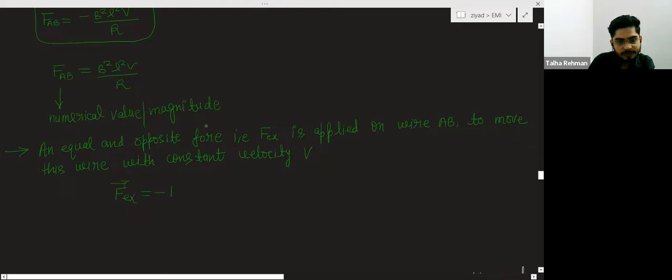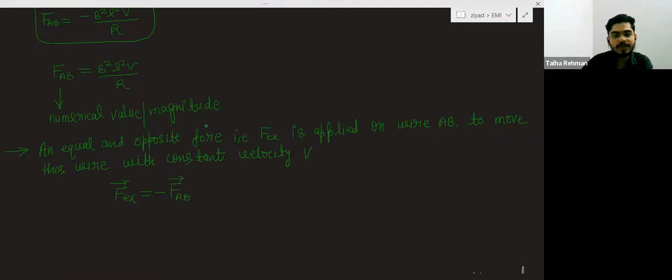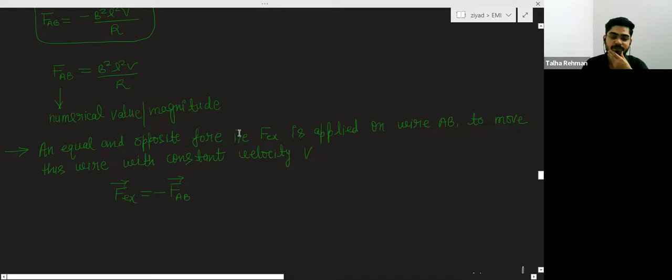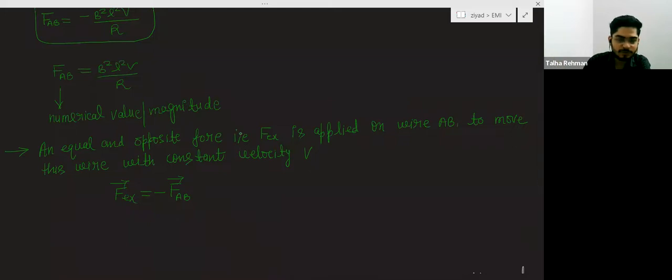is the negative of that force on wire AB. Both are equal but in opposite direction. Magnitude wise, both the forces will be the same. If you talk about the magnitude of both the forces, then you can say both will be equal.